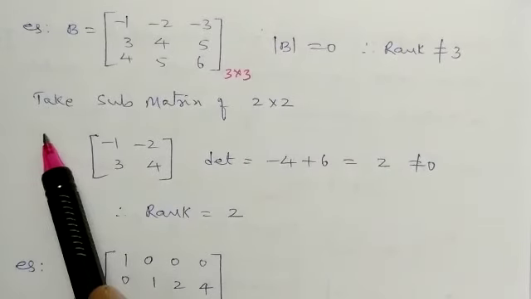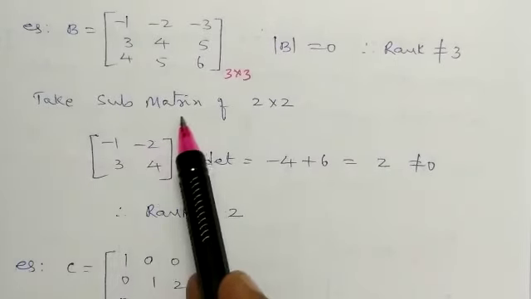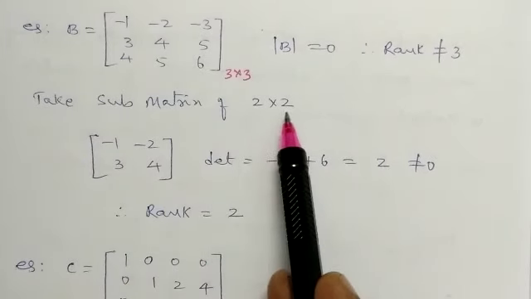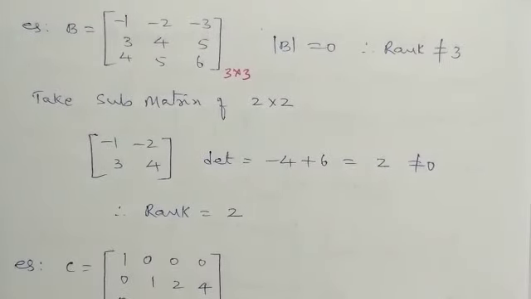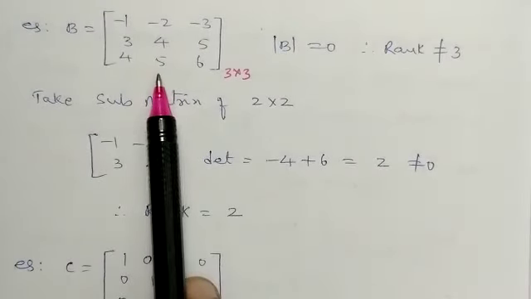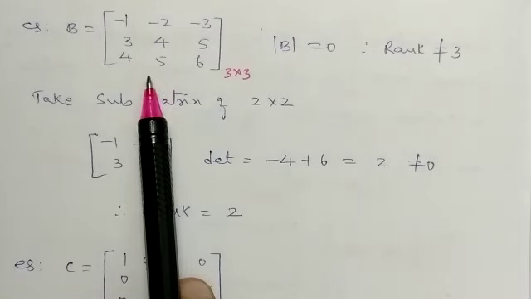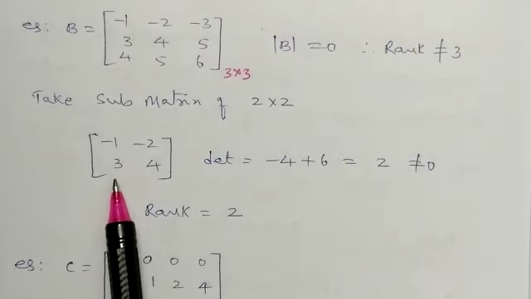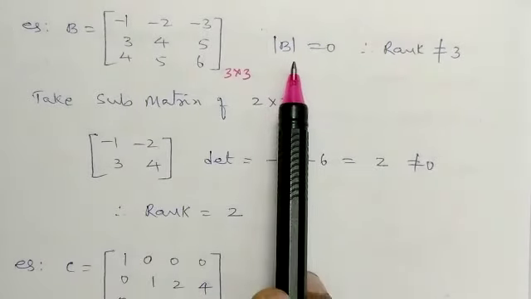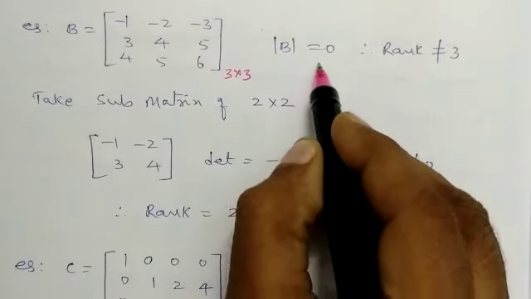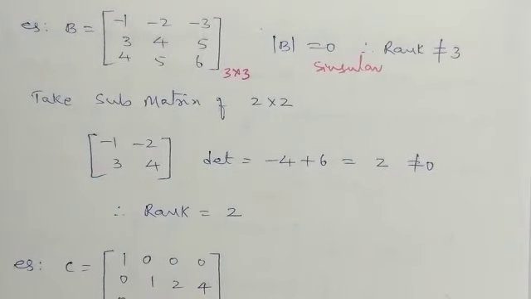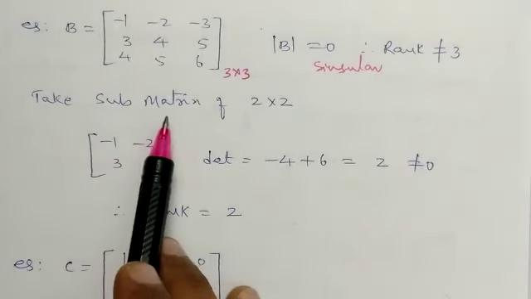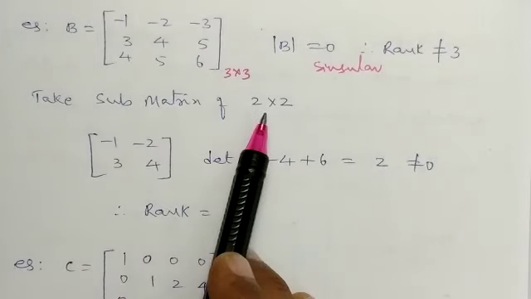So, take submatrix of order 2 by 2. From this 3 by 3 square matrix, find a submatrix. Why are you finding submatrix? Because I got singular matrix. This is singular. I need non-singular. For that, take submatrix of order 2 by 2.